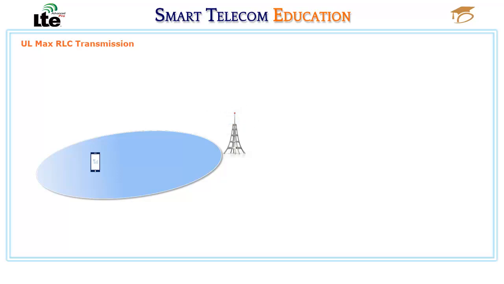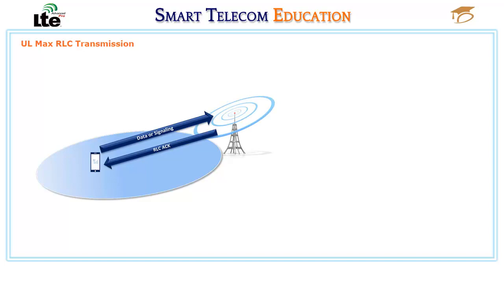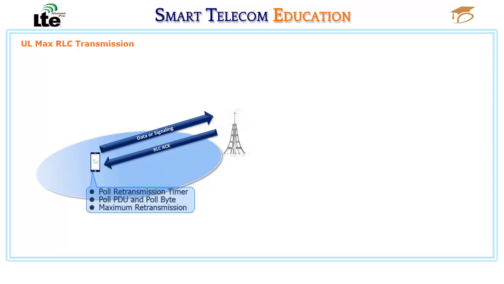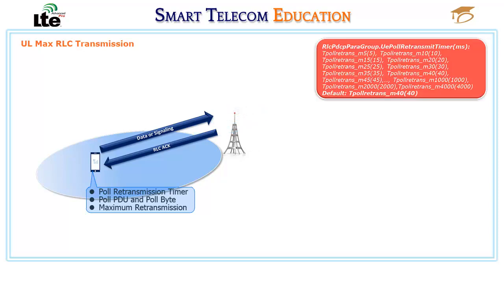When a UE sends data or signaling to the eNodeB, the eNodeB RLC layer should acknowledge the transmitted data. There are three basic parameters that are used as part of the RLC procedures in uplink. The first parameter is the poll retransmit timer for UE, which indicates the length of the polling PDU retransmission timer for the UE. This is a timer of how often the UE should send a request to the eNodeB on the status of all received packets.